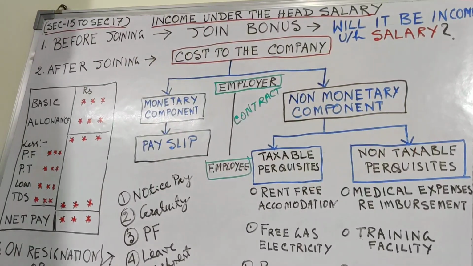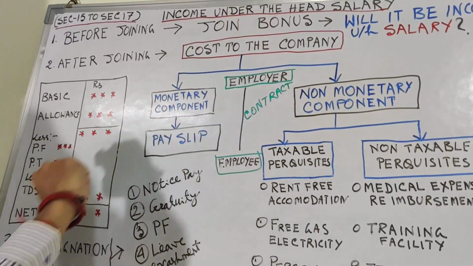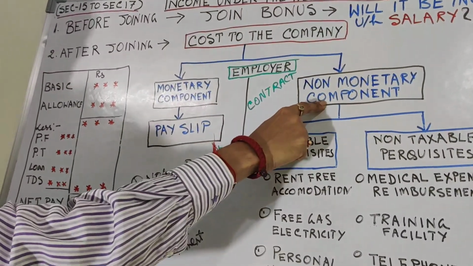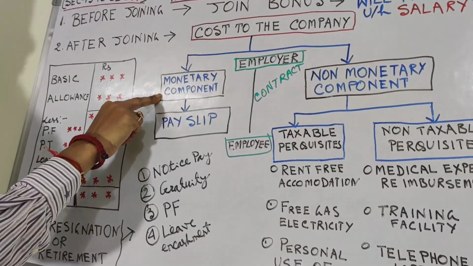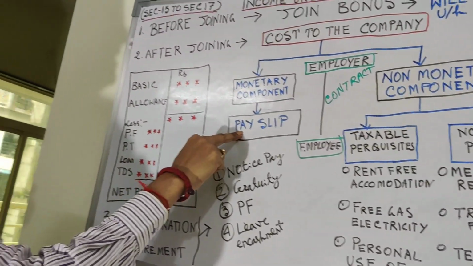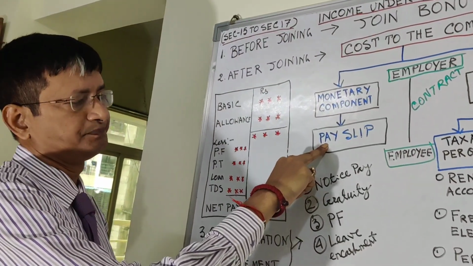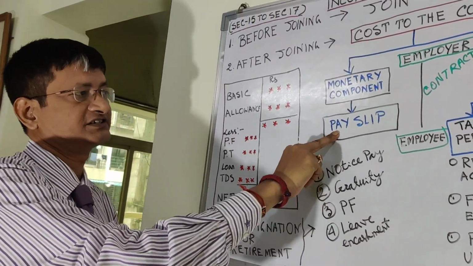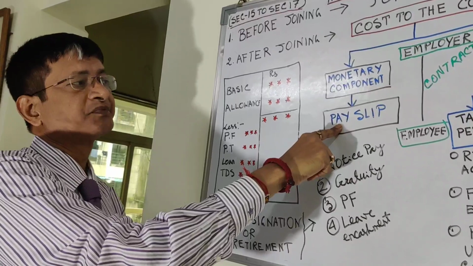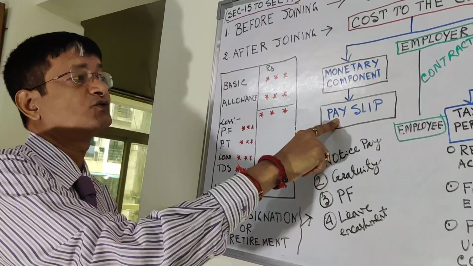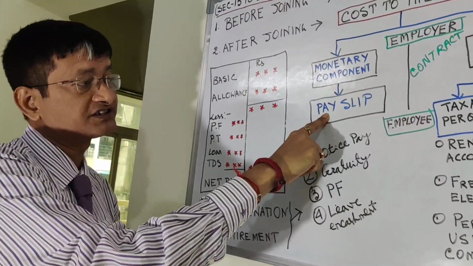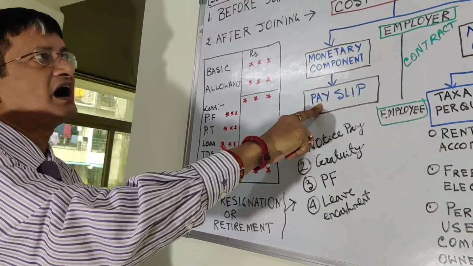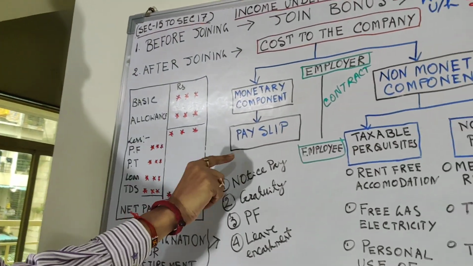For hiring an employee, the employer incurs a cost which is known as the cost to the company. This cost to the company has basically two components. One is the monetary component, another is the non-monetary component. The monetary component normally comes in the pay slip. As an accountant, you are also required to do payroll processing. So this pay slip is very important to an accountant to do payroll processing and also to identify the tax liability after computing income under the head salary.